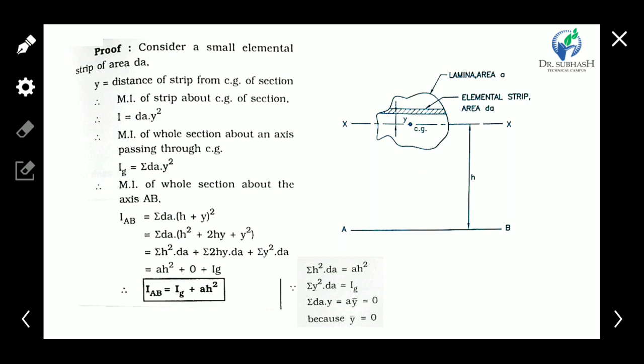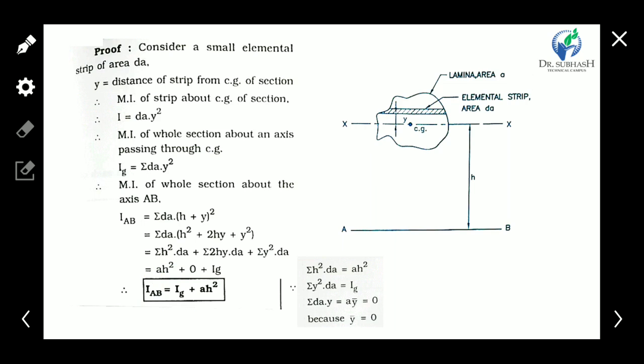Now simplify the brackets: h square plus 2hy plus y square. Now open the bracket. Summation of dA is multiplied to each element. The first element is the summation of h square dA. The summation of dA is equal to the total area, so A into h square. So the summation of dA into h square means A h square.